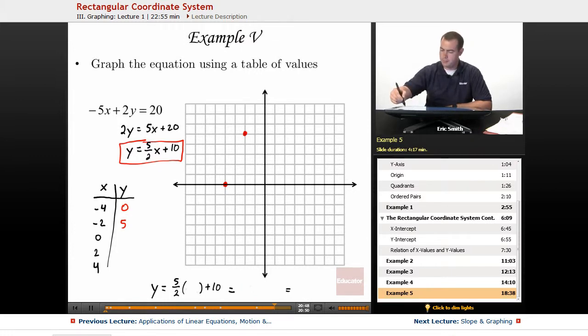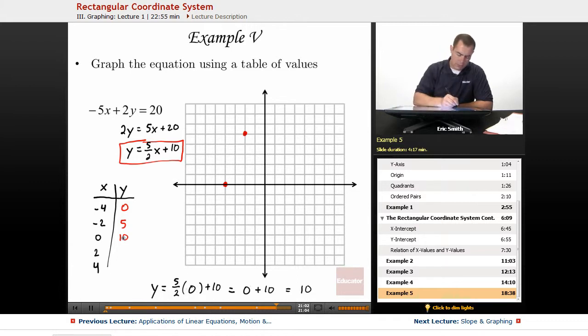All right, moving on. What happens if we go ahead and put in a 0? Well, 0 times 5/2 would be 0. Add 10 to that, we'd get 10. So I have another point for my chart here, and this one's really off the chart. 1, 2, 3, 4, 5, 6, 7, 8, 9, 10, way up here.